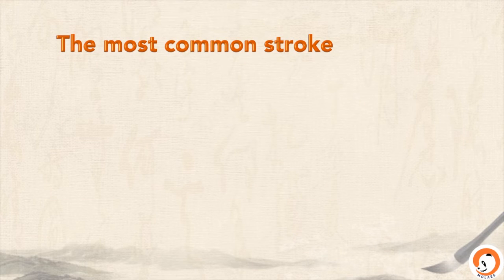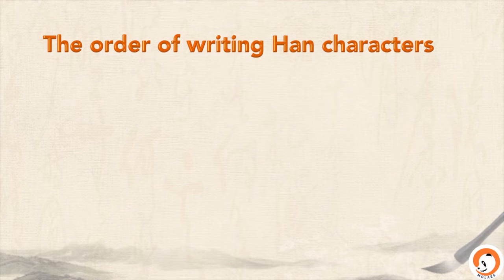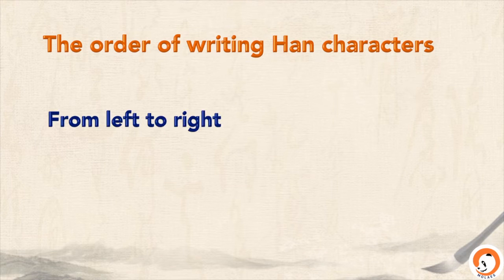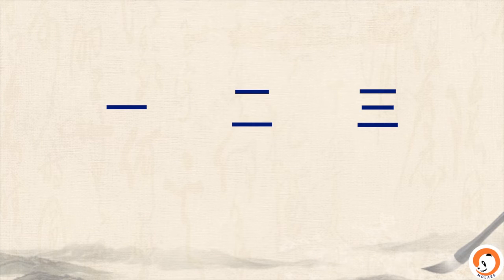The most common stroke. These three characters contain the same stroke, the horizontal line. 一二三, meaning 1, 2, 3. The order of writing Han characters, generally speaking, is from left to right and from top to bottom. Let's practice these three characters.